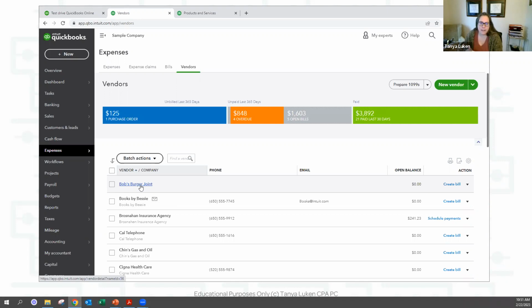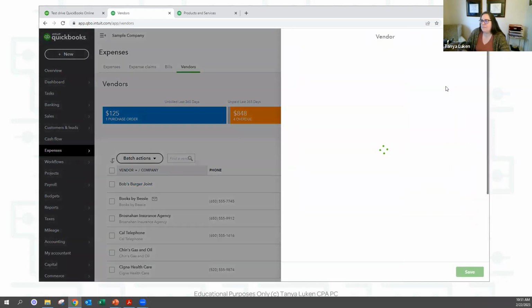What you have to set up are the ones where you buy lots of stuff. The ones where you have to report what you purchased on a 1099, for example. Those are the ones you have to set up in detail. So I'm going to show you how to do that now. So you go to new vendor.